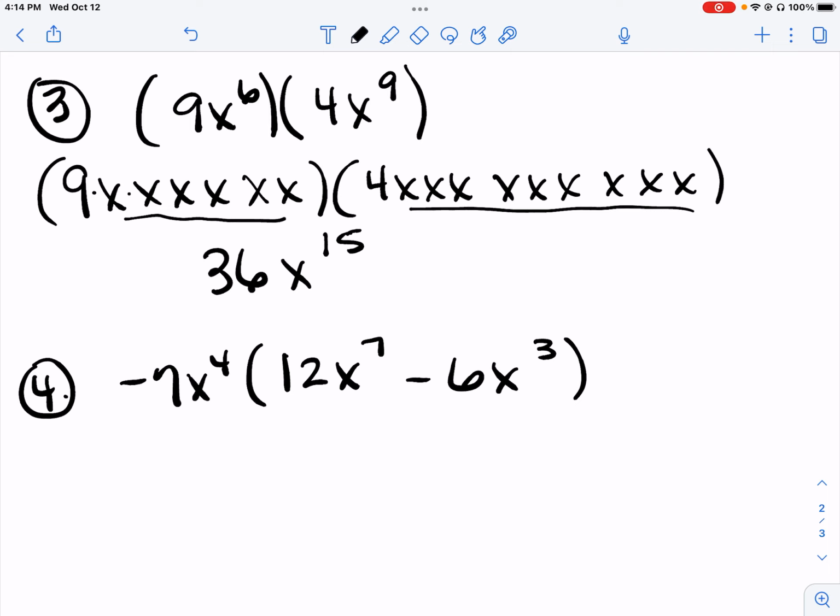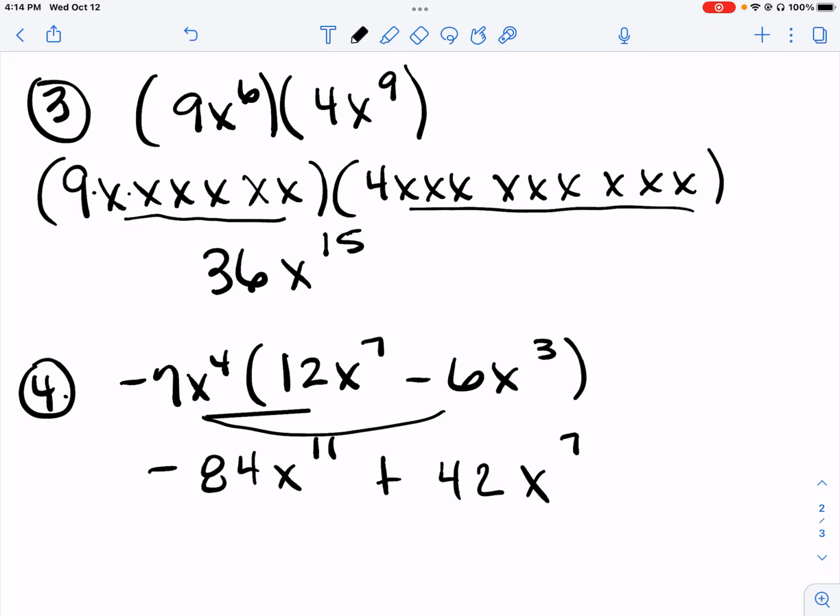All right, so we're going to distribute. Negative 7 times positive 12 is negative 84. We're going to add our exponents. 7 plus 4. Now a negative times a negative is positive. We're going to add our exponents. 4 plus 3 would be x^7.